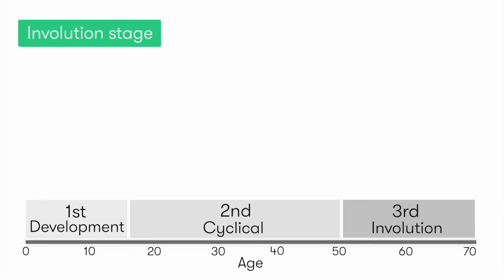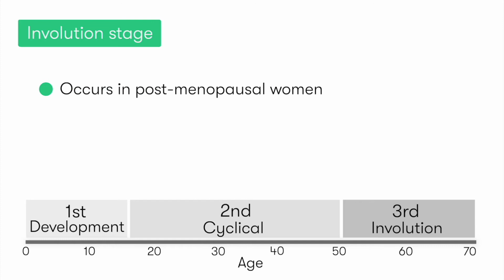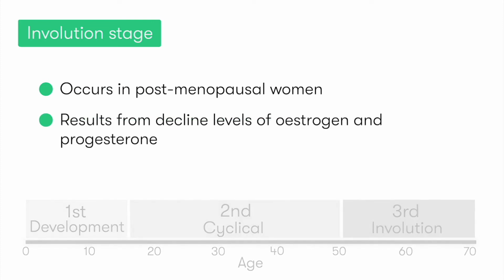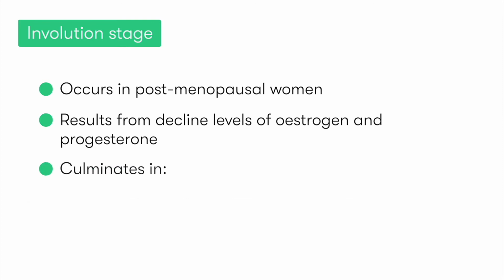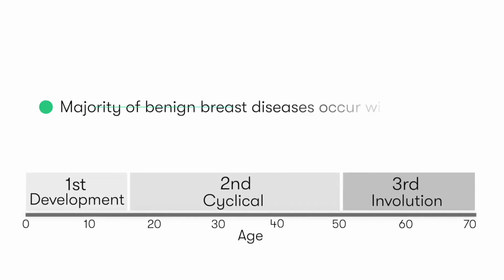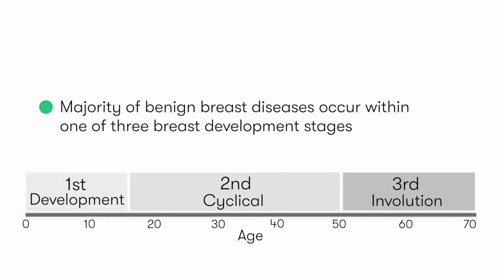This occurs in postmenopausal women and results from a decline in the levels of estrogen and progesterone, which culminates in atrophy of the mammary gland tissue and irreversible structural and physiological changes to the breast. And it's important to be aware of these three stages, because the majority of benign breast diseases can be attributed to problems which occur within one of these three stages.